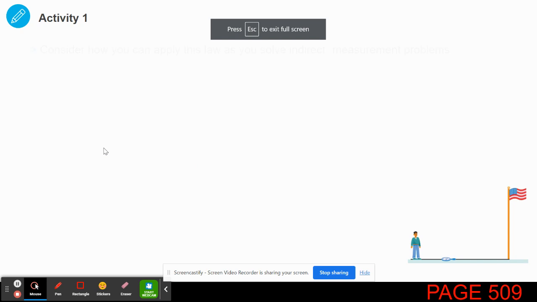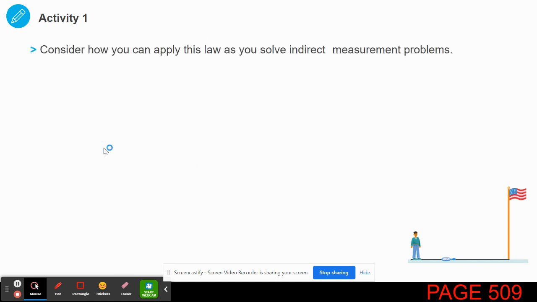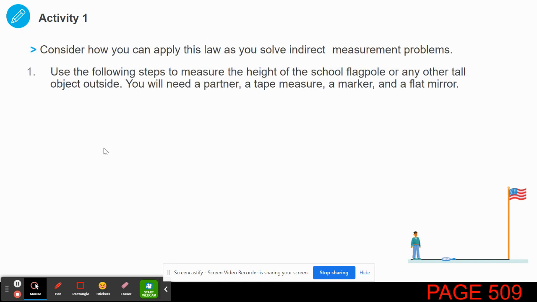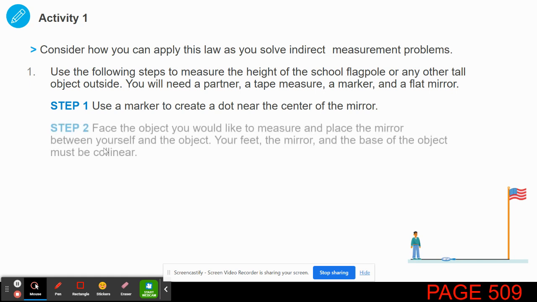Okay. All right. So this first situation here is, say we wanted to measure the flagpole. We wanted to know how tall the flagpole was. So it kind of goes through some steps you could follow, and this could be for any tall object here, to be able to set this up. Okay. So it says here, you got a mirror. You put a dot in the center of that mirror. You're going to put that mirror on the ground.